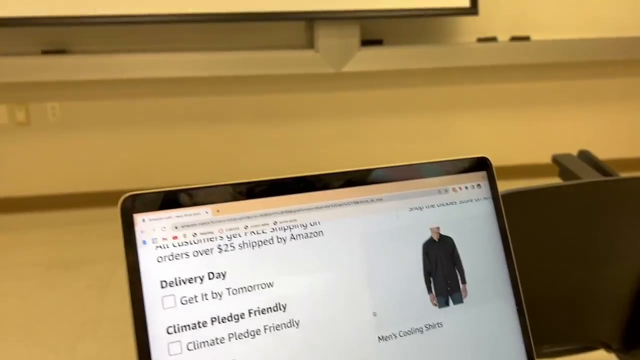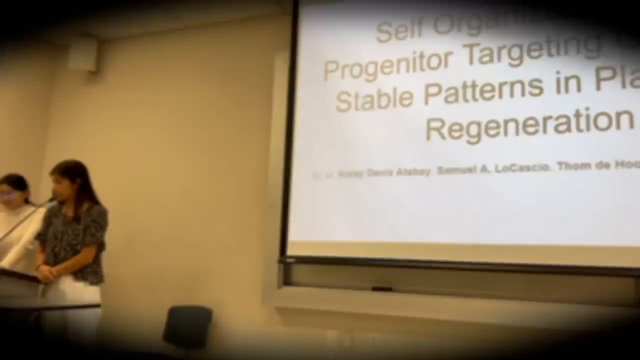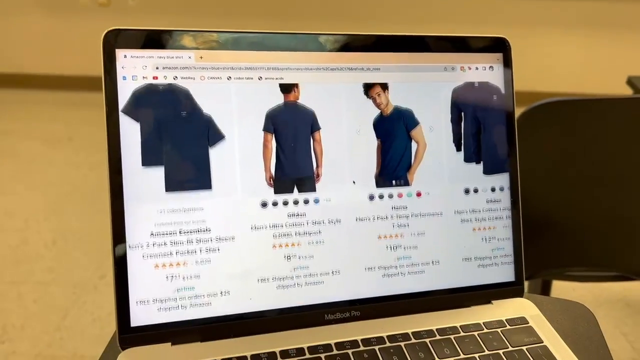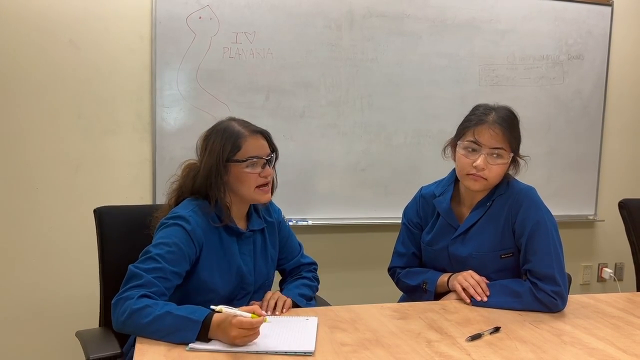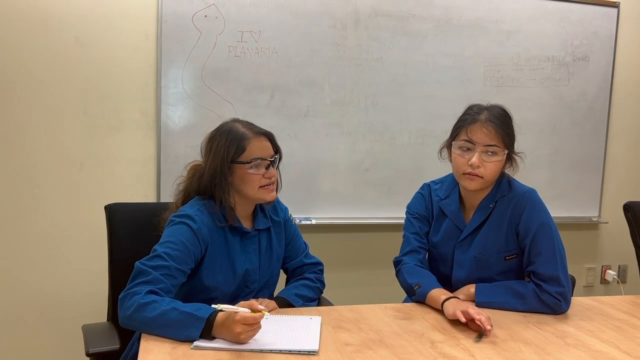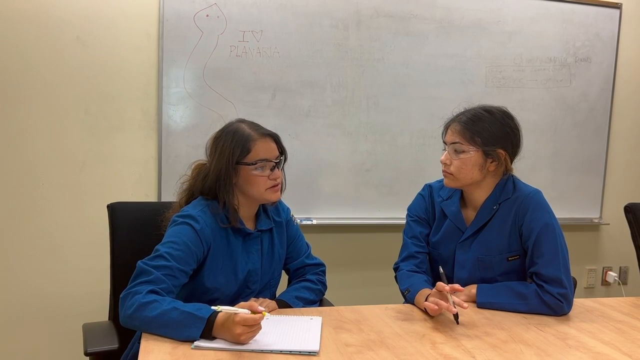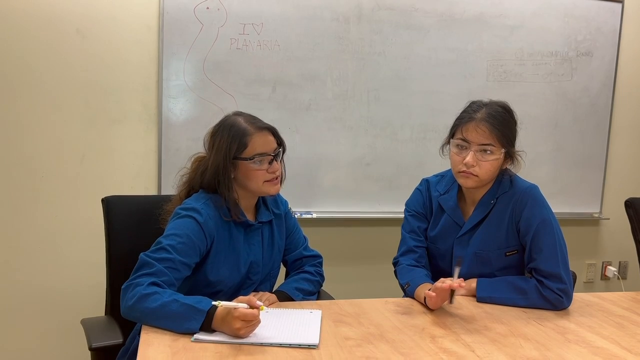Today we're going to be presenting on self-organization and progenitor target generate stable patterns in planaria regeneration. So here's what we know. Planaria are flatworms that have regenerative ability and continually renew all cells in their bodies. They contain neoblasts, which are dividing cells including pluripotent stem cells. Specialized neoblasts produce migratory progenitors that differentiate at defined target locations.